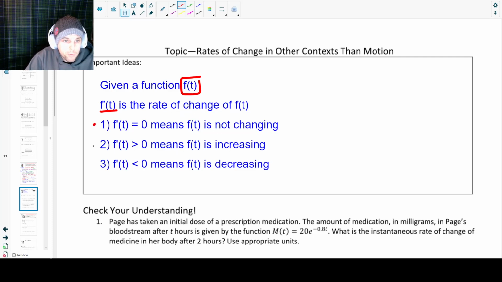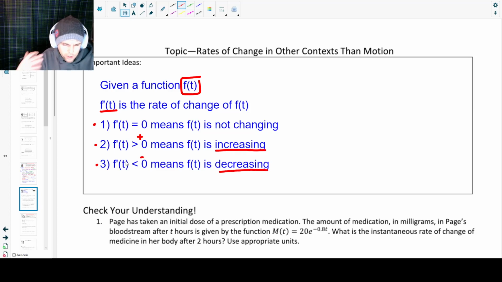Then we have 3 important things that we always look for when we're looking at derivatives. We often want to know when is the derivative equal to 0? When is our rate of change equal to 0? Because that means that our function is not changing. There's no change. We want to know when is our derivative greater than 0, that's another way of saying positive. That means our function is increasing. And we want to know when is our derivative less than 0, that's another way of saying negative. That means our function overall is decreasing.